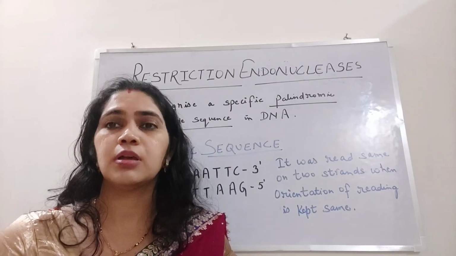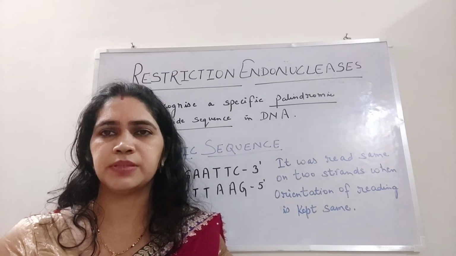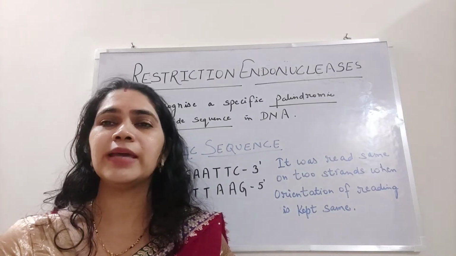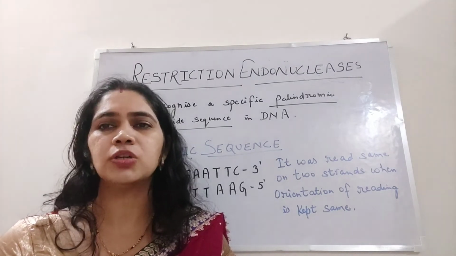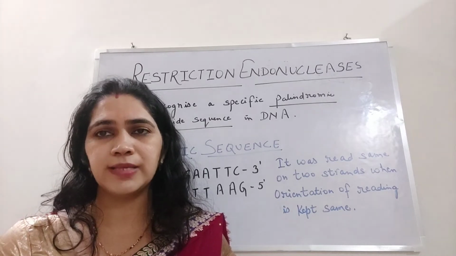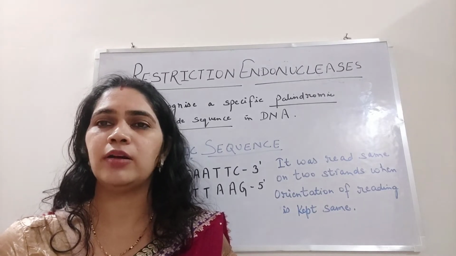Restriction enzymes, also known as molecular scissors or DNA cutting enzymes. They come under the category of endonucleases. They recognize a specific sequence in the DNA and make a cut at or near that sequence. Now, the specific sequence that is recognized by restriction endonucleases in DNA is known as palindromic sequence.